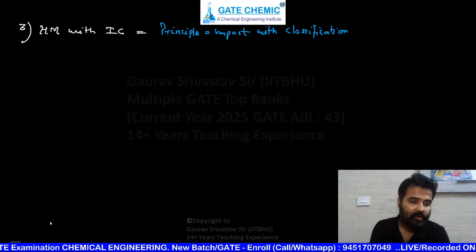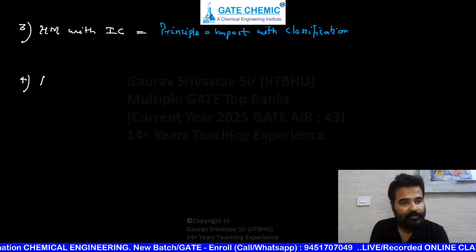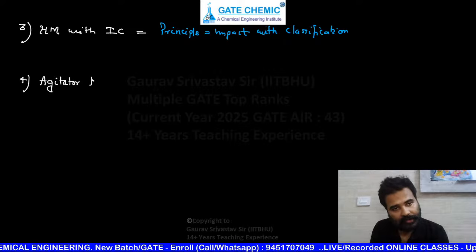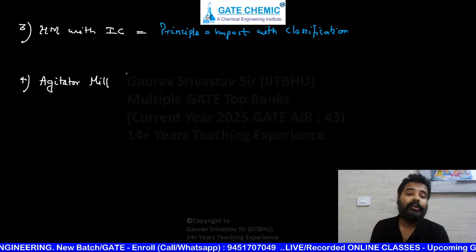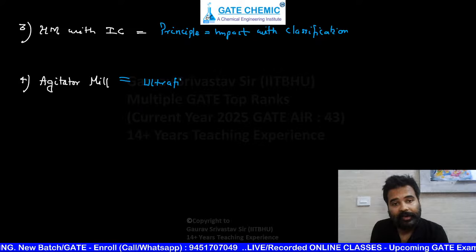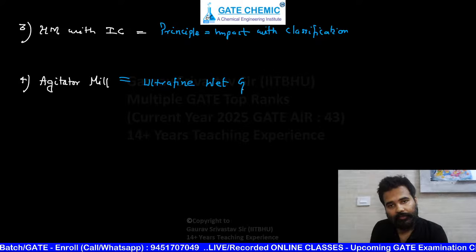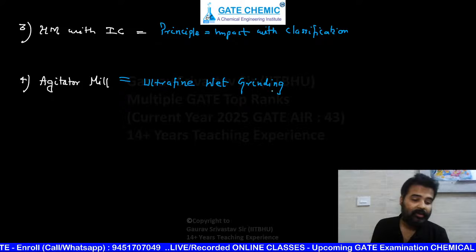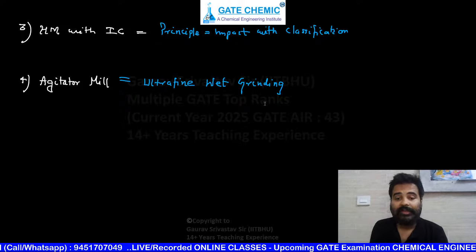Very good. Now the last one, my dear students, the fourth point, and that was the agitator mill. The important point of the agitator mill is that it is going to give you ultra fine wet grinding. And if someone asks you its principle, then it is intense shear and impact.